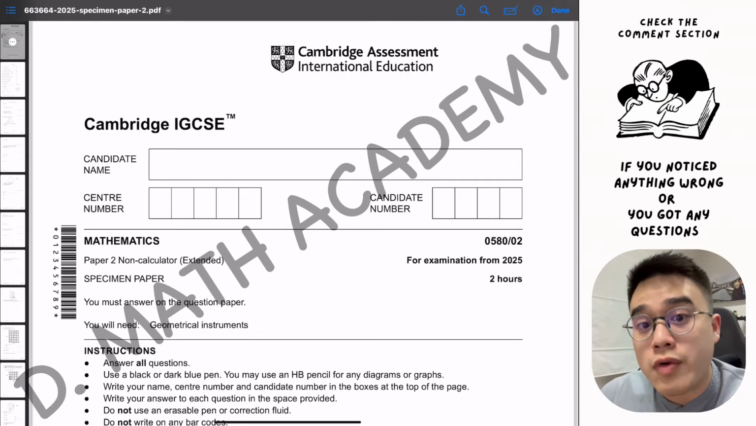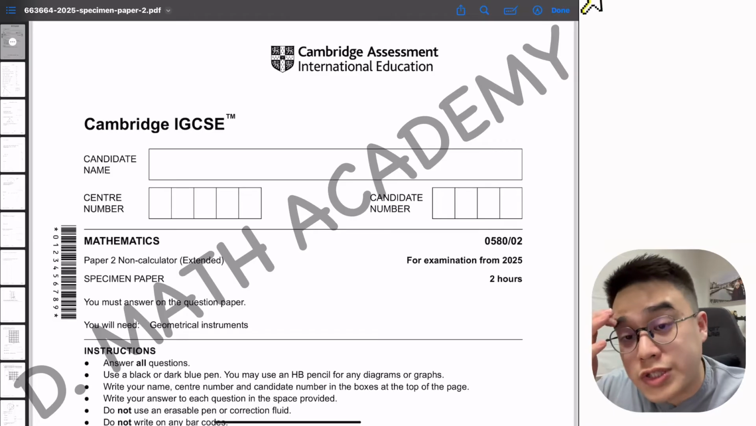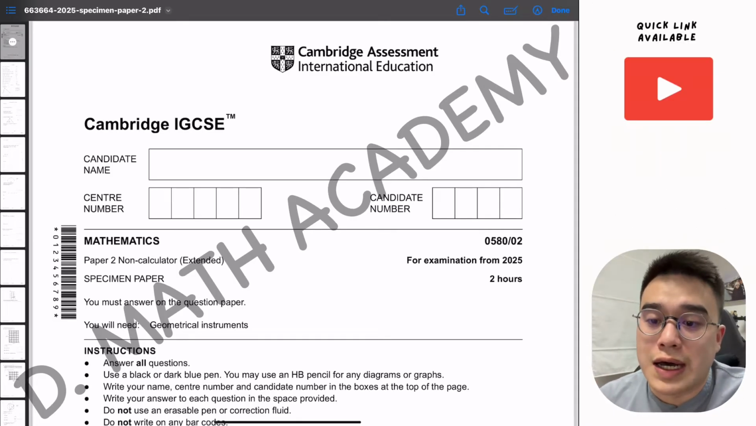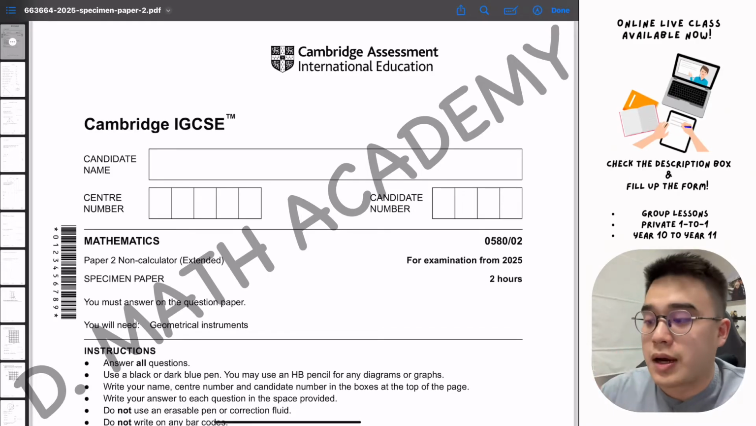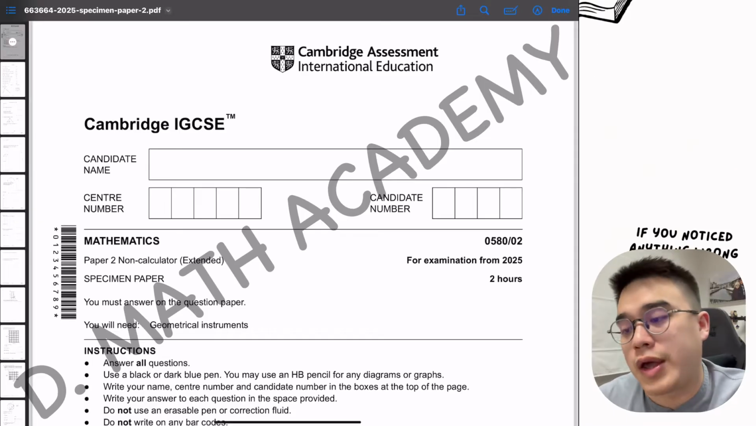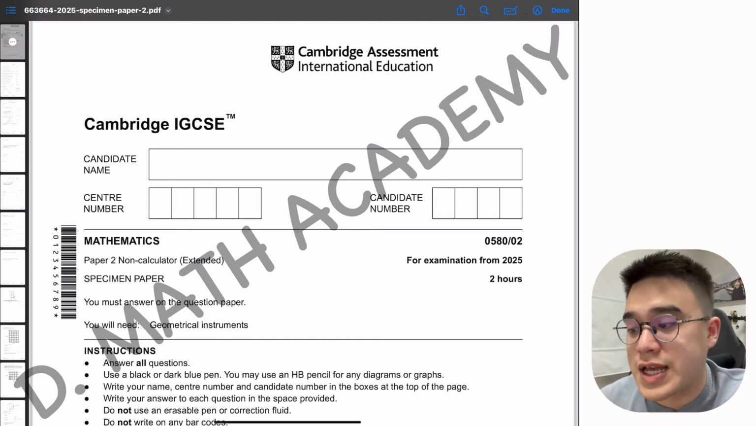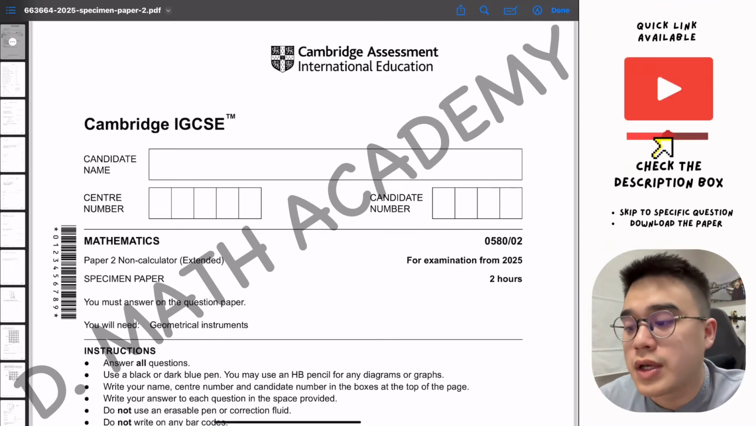So for the paper that we are reviewing today, this is for examination for 2025 onwards, which is following the new exam syllabus. So the structure has changed a little bit, but still we have paper 2, paper 4, and paper 1, paper 3. So there's two sets of it.